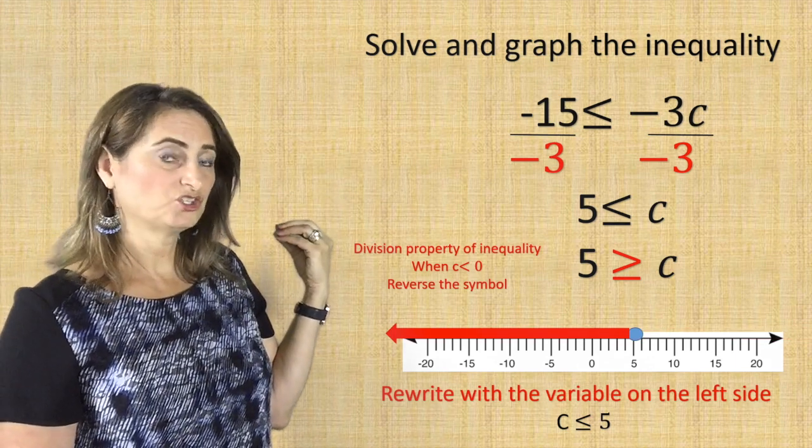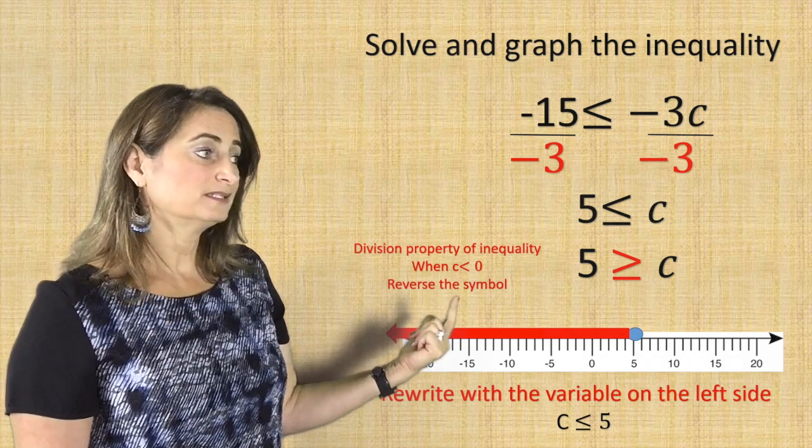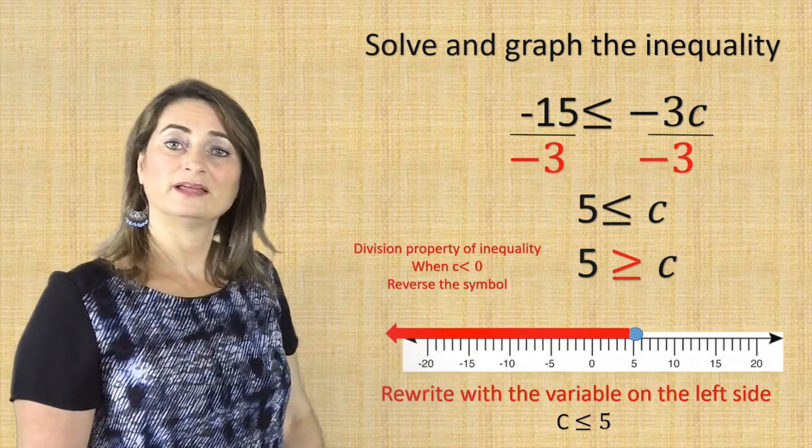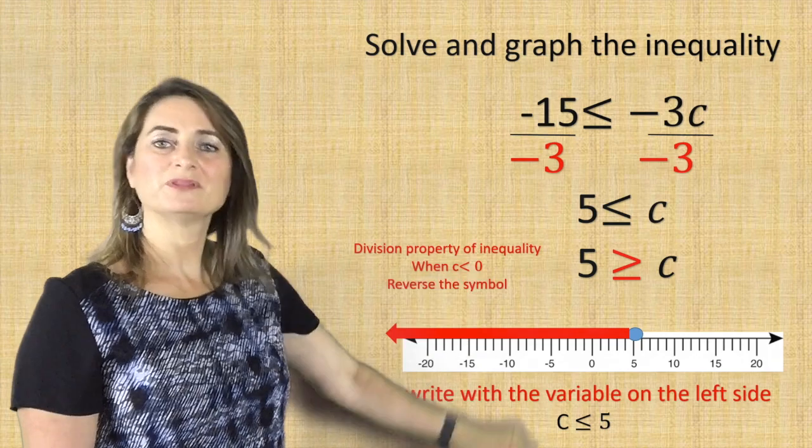If I'm not sure, let's check. Is 0 less than 5? Yes, it is. Then I'm going the right direction.